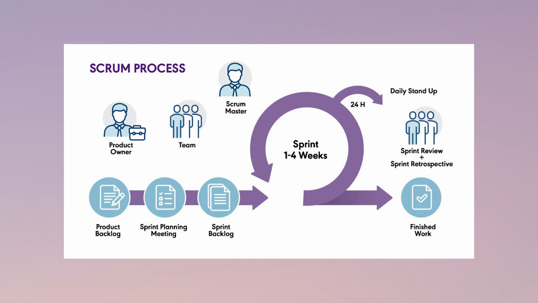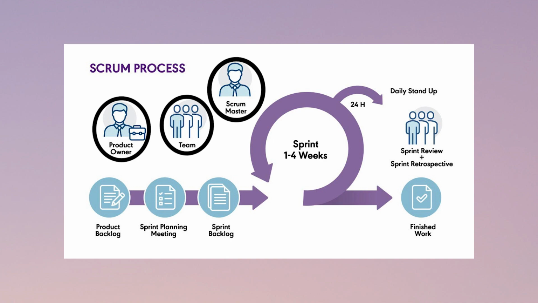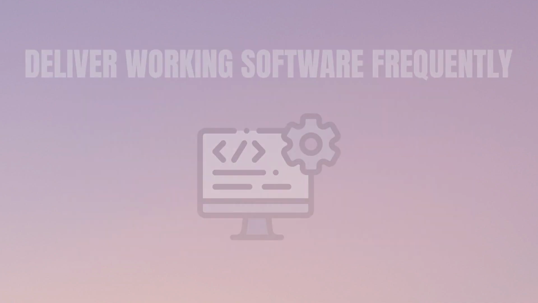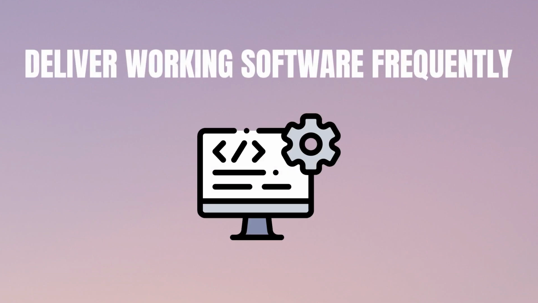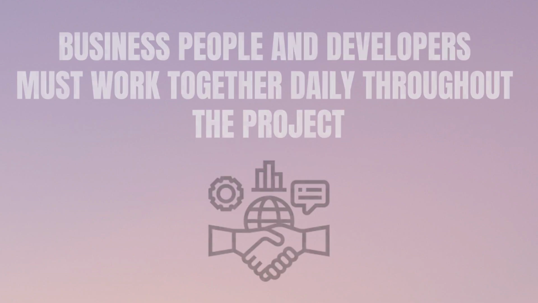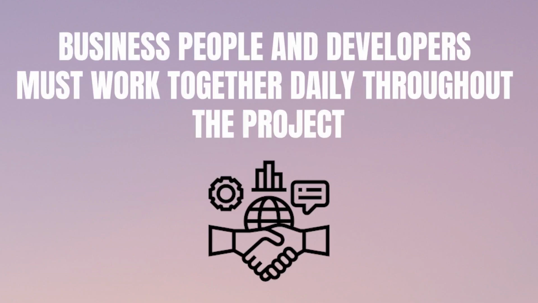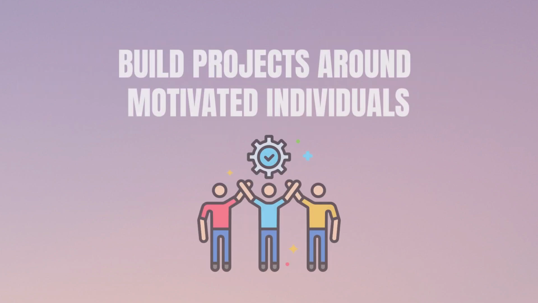Scrum provides a flexible environment composed of three roles, which are product owner, Scrum Master, and developers. The Agile principles in these are: deliver working software frequently, from a couple of weeks to a couple of months; business people and developers must work together daily throughout the project; and build projects around motivated individuals.